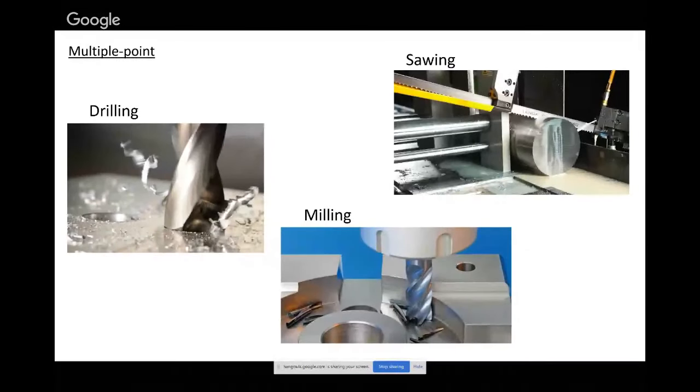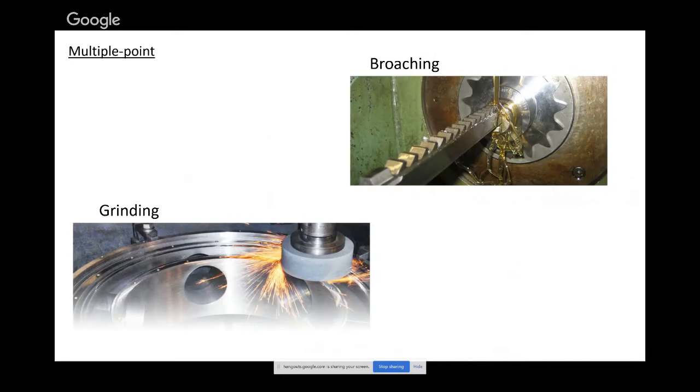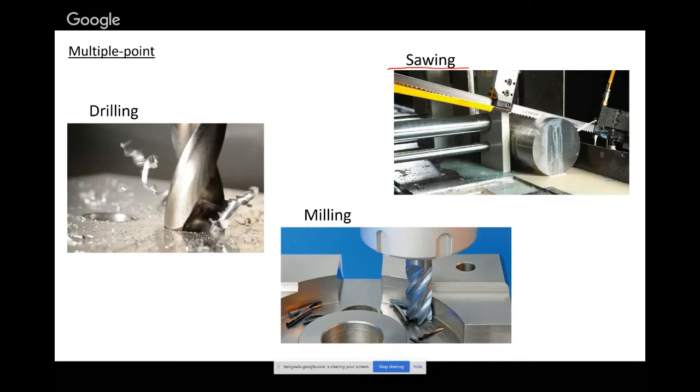When we talk about multiple point or multi-point tools, we can see obviously sawing, that's a familiar one from lumber country here, but drilling, milling, broaching, and grinding. These are not all, but these are the ones that we're going to cover in some detail today. And this is where you've got, as we talked about, multiple teeth or multiple points coming in contact with the material. Drilling, I think you're pretty familiar with.